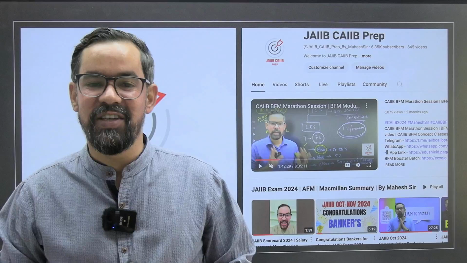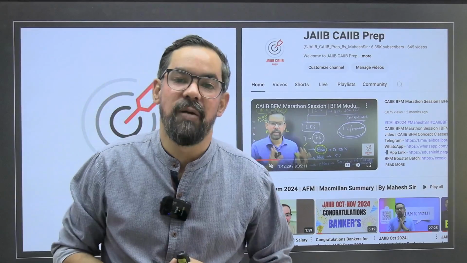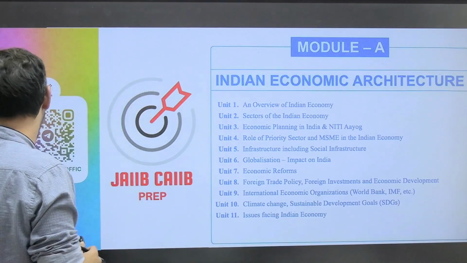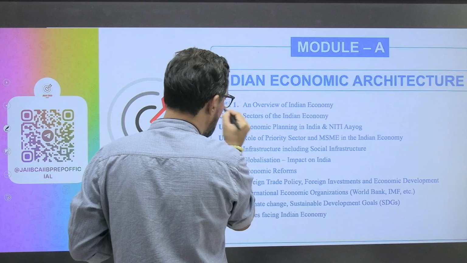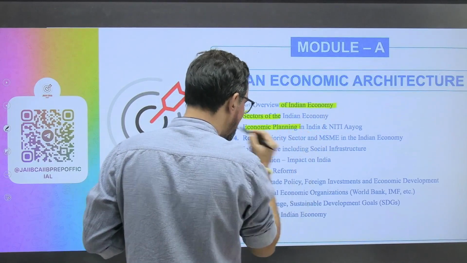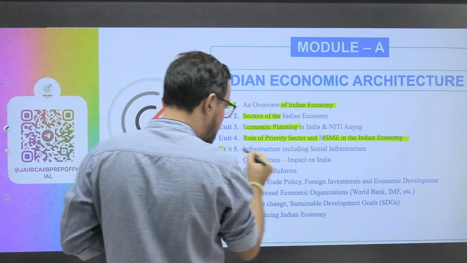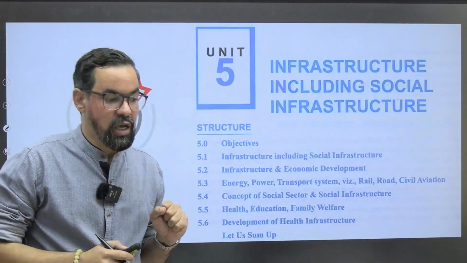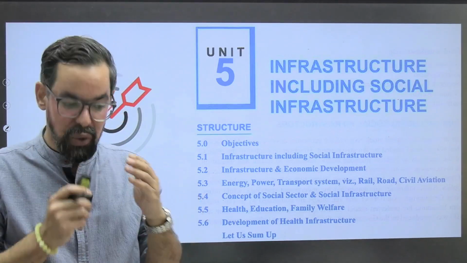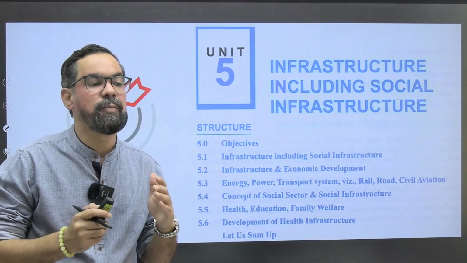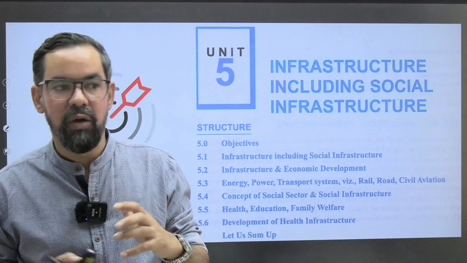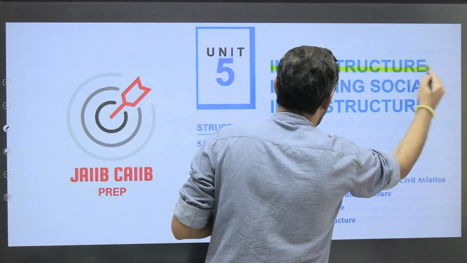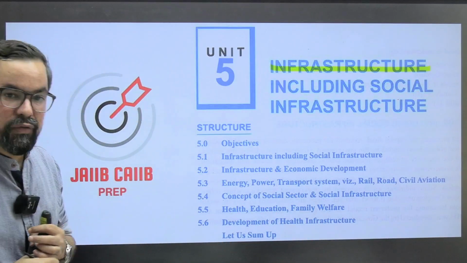So, guys, in this session, we are going to talk about unit number 5, which is all about infrastructure, including social infrastructure. We have already finished the first 4 units. Unit 1 was the overview of the Indian economy, sectors, economic planning, and the role of PSL and MSME. You can expect half-mark to 1-mark questions based on unit 5 and unit 6. These back-to-back units are very small. With the help of a number of MCQs, case studies, and application-based questions, we are going to discuss unit 5. So let's have a look.